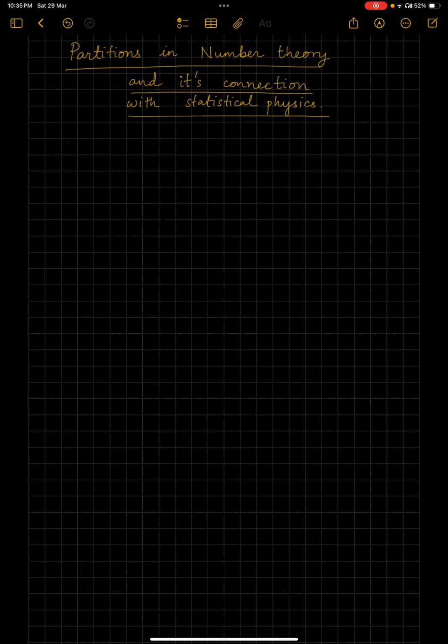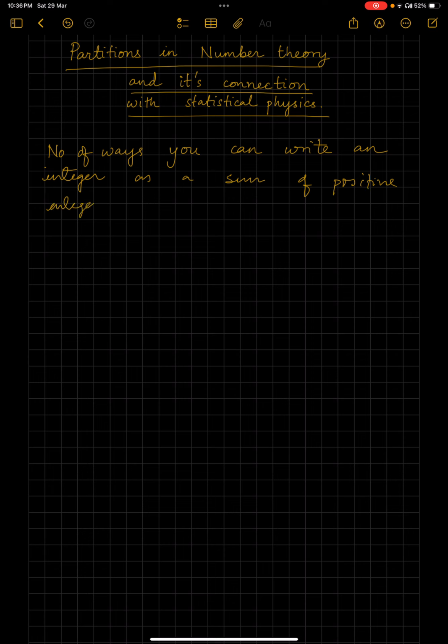So a partition is the number of ways that you can write an integer as a sum of positive integers uniquely. So let me give you an example.